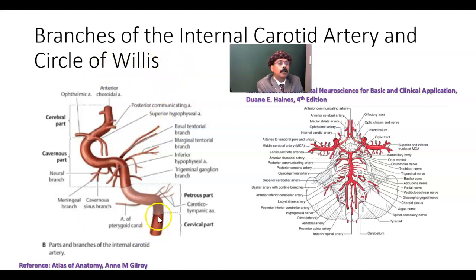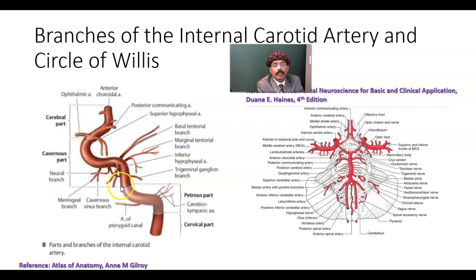This is the cervical part. It is present in the carotid sheath along with the vagus nerve and the internal jugular vein. The cervical part of the internal carotid artery enters the petrous part of the temporal bone through the carotid canal. Then in the petrous part of the temporal bone, it gives branches, the caroticotympanic arteries and the artery to the pterygoid canal, but the cervical part has no branch. Then it goes to the cavernous sinus.